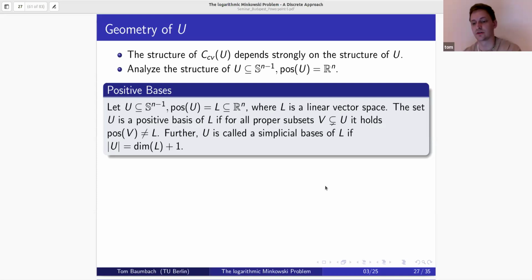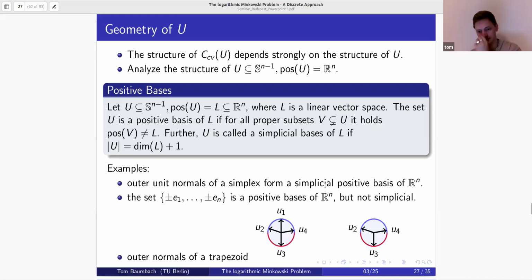Further, we call U a simplicial basis of L if the cardinality of U equals the dimension of L plus 1. Here are some examples. The outer unit normals of a simplex form a simplicial positive basis of R^n. Remember, a simplex has exactly n plus 1 facets, and these outer unit normal vectors are then the simplicial positive basis.